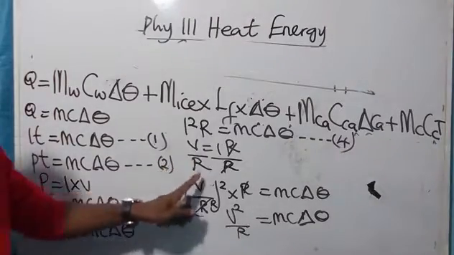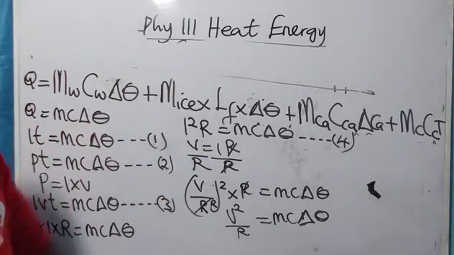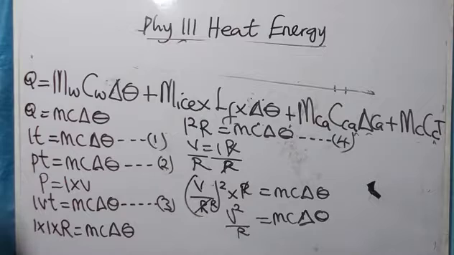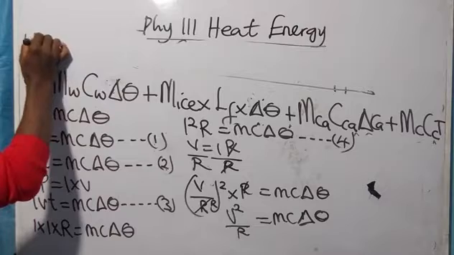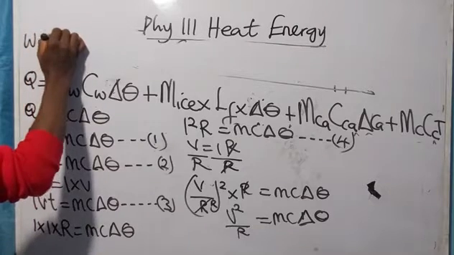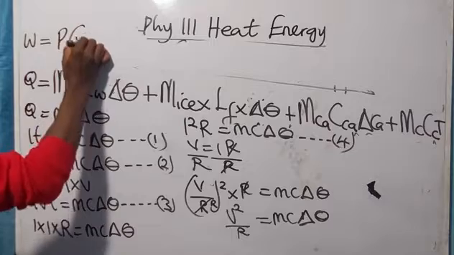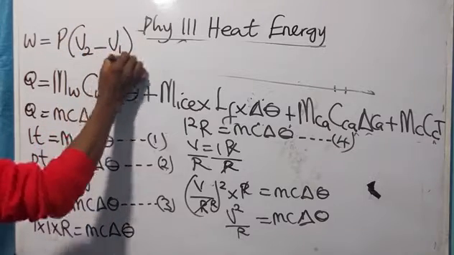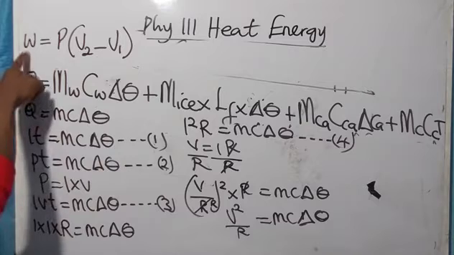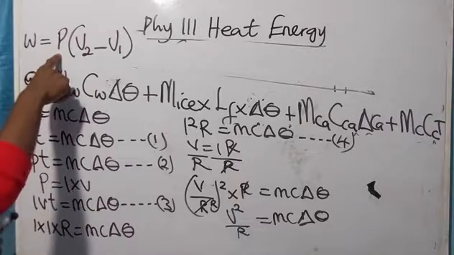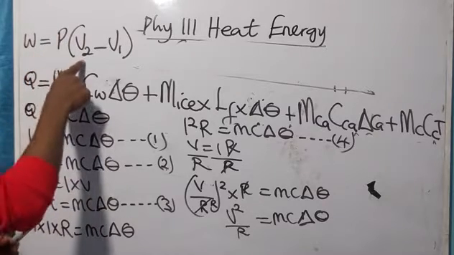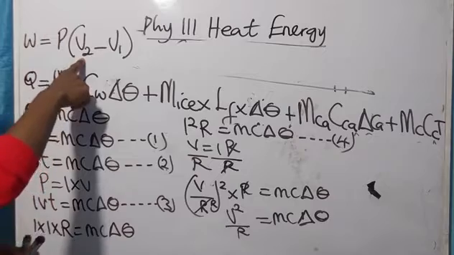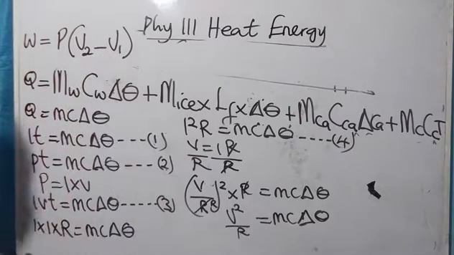So we now have here voltage over whatever. Please, this is the last step for now. Let me also say something very important. The work done equals P times V2 minus V1. That is the work done, and P is the pressure, which could be in atmosphere. V2 is the final volume, and V1 is the initial volume. Take note of that. It is very, very important.